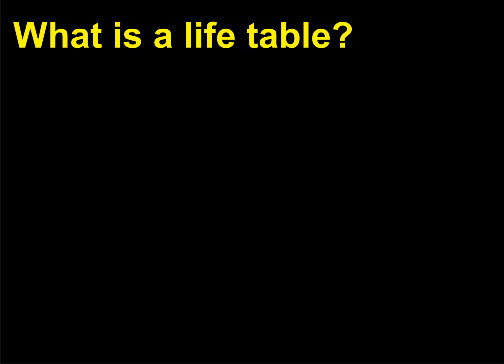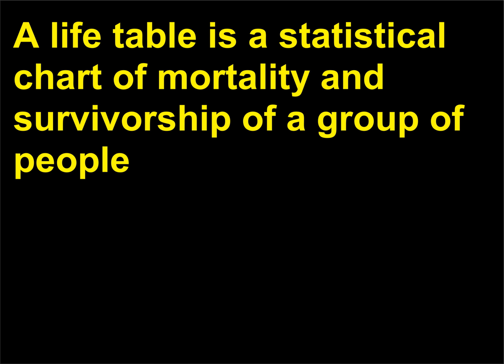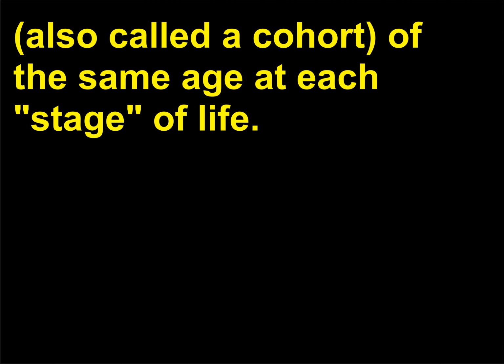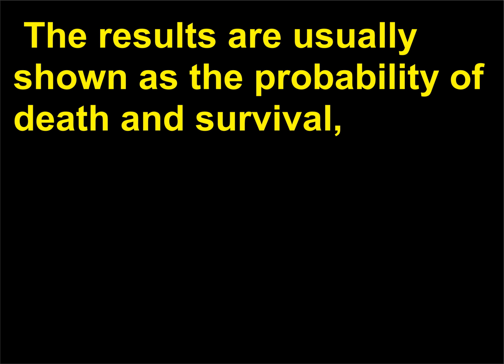What is a life table? A life table is a statistical chart of mortality and survivorship of a group of people, also called a cohort, of the same age at each stage of life. The results are usually shown as the probability of death and survival, as well as the life expectancy at various ages.